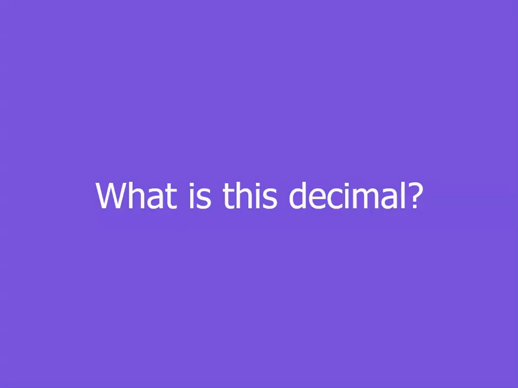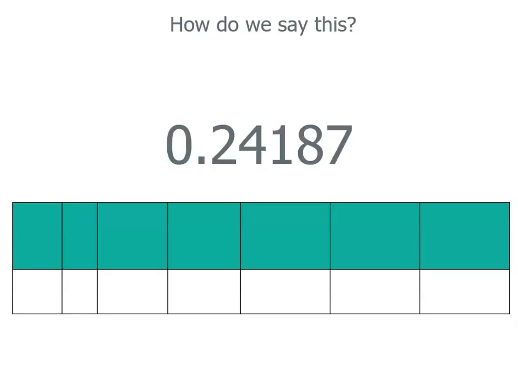This time we want to work out what our decimal says. If we've got a number 0.24187, how do we say it? Or how do we know what value it has? Well, we're going to write it in our place value table, but you see I haven't labelled it yet because we're going to work through that with this number. We've got a decimal point and a 0 to the left of our number, so we can put those in, and we know we've got no units.